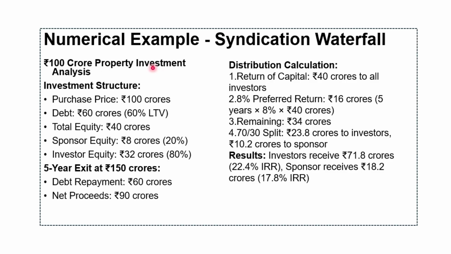Here you can see a 100 crore property investment: purchase price 100 crore, debt is 60 crore, total equity 40 crore, sponsor equity, and then a 5-year exit at 150 crore. After debt repayment, net proceeds were 90 crore. In the distribution calculation, return of capital of 40 crores goes to all investors, then 8% preferred return, that is 16 crore, 5 years into 8% into 40 crores. So that kind of return we got, and then the remaining 34 crores is split 70 to 30, and that is how these types of syndications distribute their money.